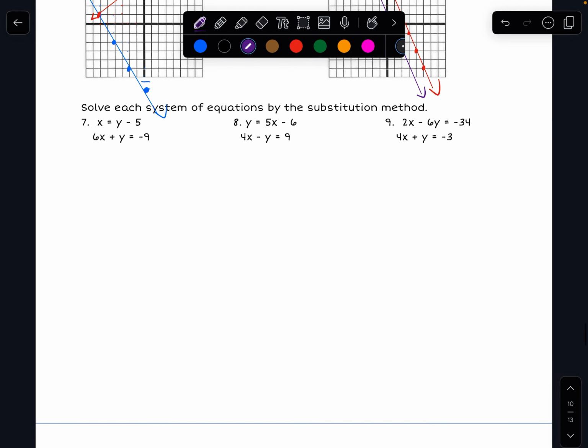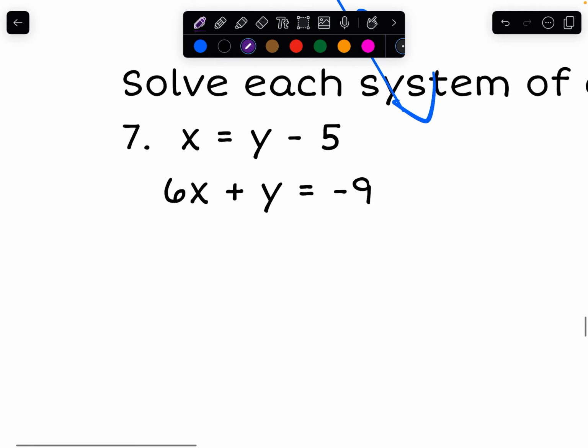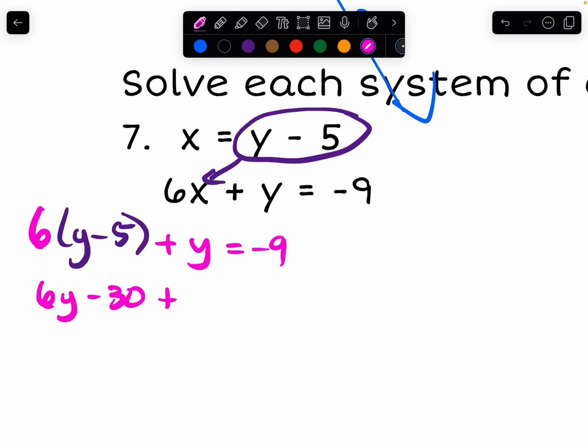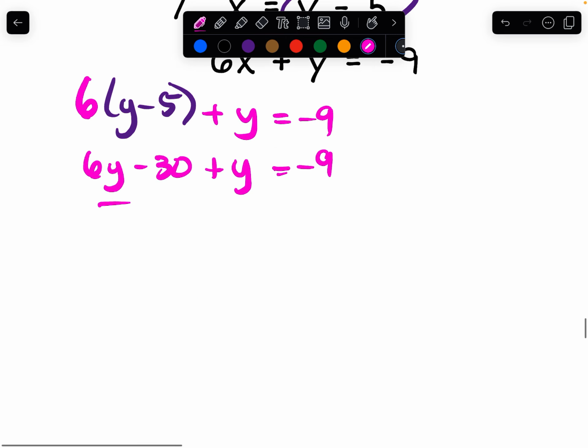Down here it asks to do substitution. So I'm going to take this right here and I'm going to plug it in for the x. So 6, I'm going to replace the x with y minus 5, plus y equals negative 9. I multiply through. And then I'm going to combine like terms. So that gets me 7y minus 30 equals negative 9.